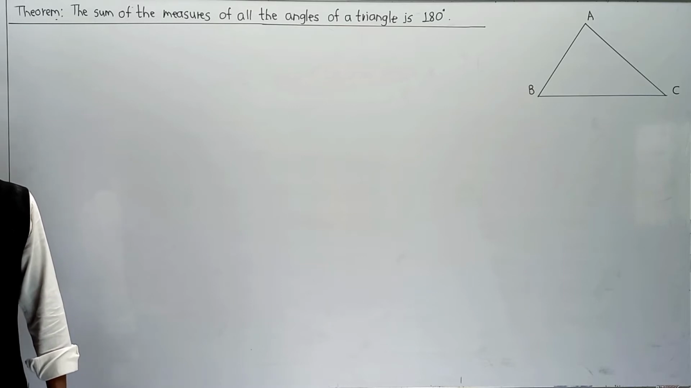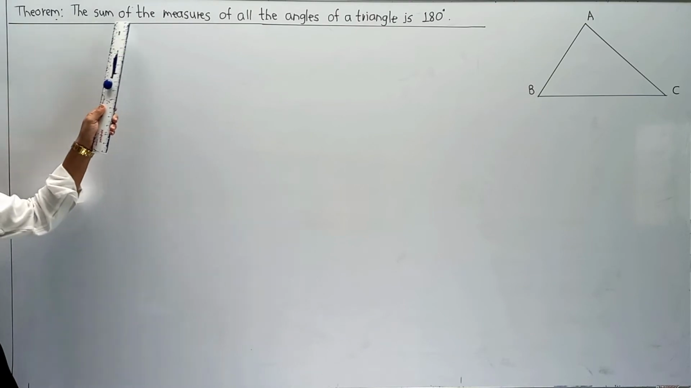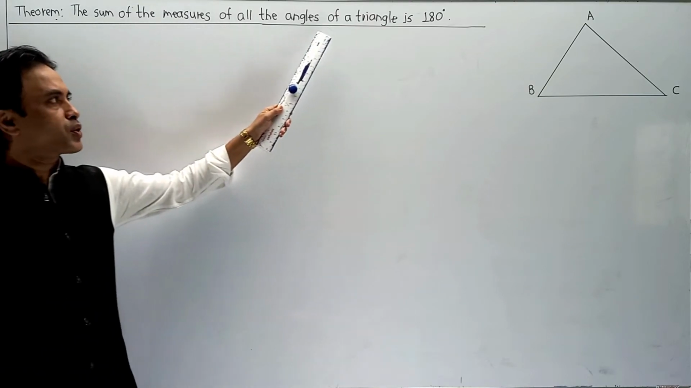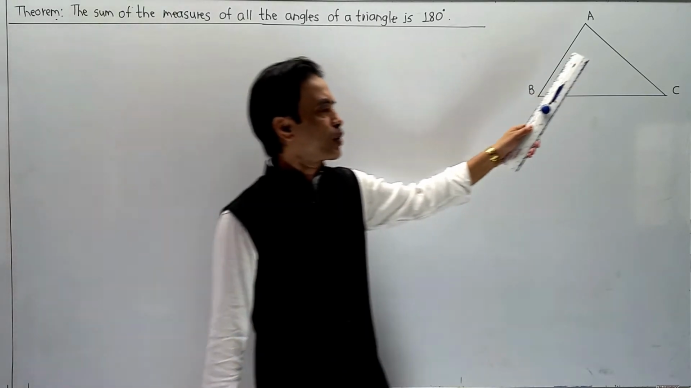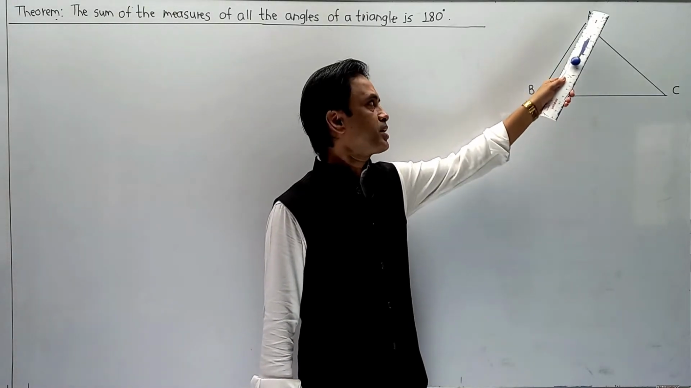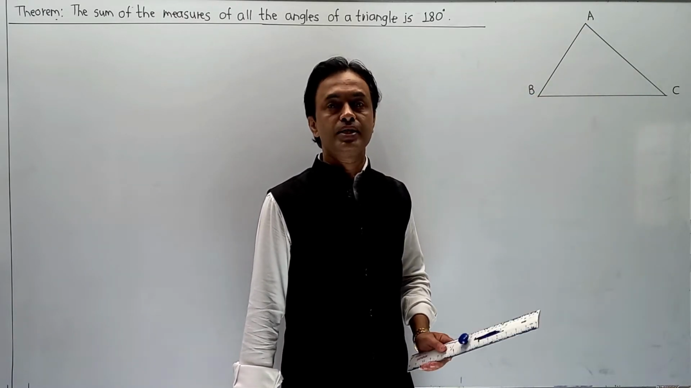Now students, continuing from the previous lecture, we are going to start a theorem. The theorem is: the sum of the measures of all the angles of a triangle is 180 degrees. Here I have drawn one diagram. The name of this triangle is triangle ABC, and the sum of the angles of the triangle is 180 degrees.